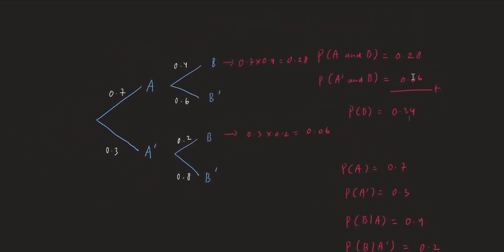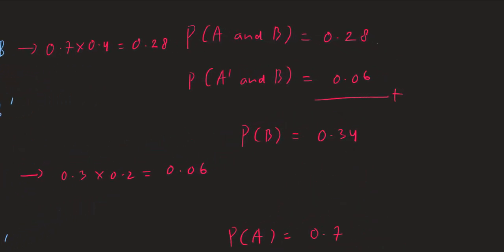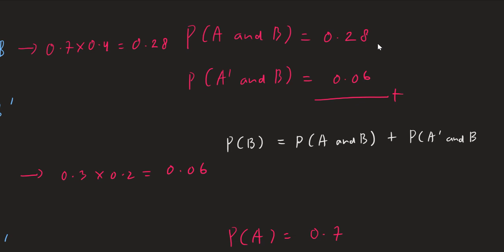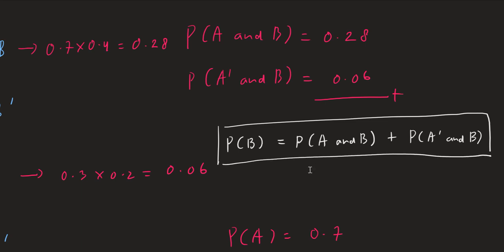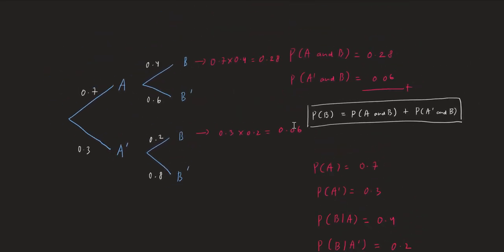Can you write it for me? So when I look at it again and write my notes, I'm going to be there. Basically, next to event B, the probability of B happening is the probability of A and B plus the probability of A prime and B. It's not intuitive, eh?